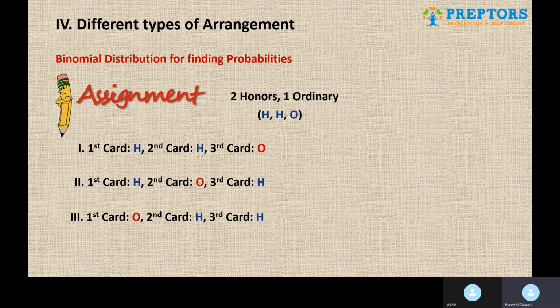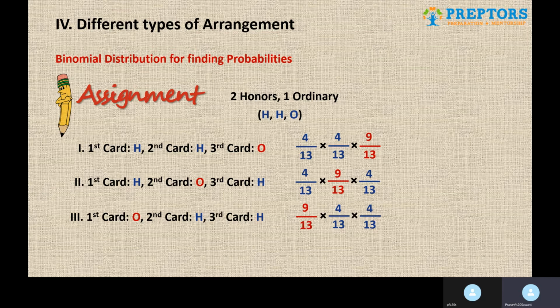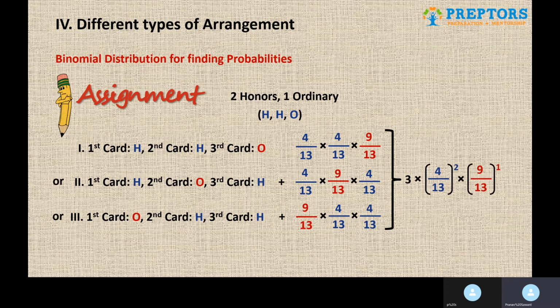Now we will have to do the probability part. So probability of first card as honor is, we know all the probabilities, so it's 4 by 13 into 4 by 13 into 9 by 13, plus 4 by 13 into 9 by 13 into 4 by 13, plus 9 by 13 into 4 by 13 into 4 by 13. Now if you observe, 4 by 13 and 9 by 13 are common in all. So we can write this as 3 into (4 by 13) square into 9 by 13.